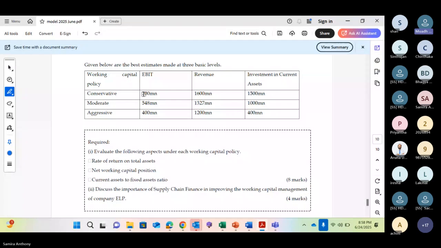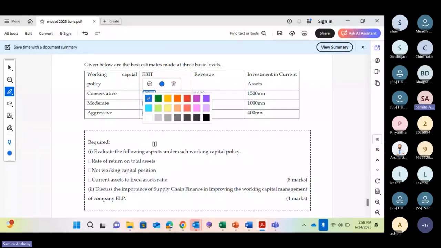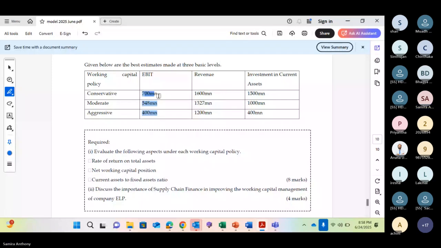Yes, sir. In this case, we have to take the average... no, not everything. Take the 3 numbers separately and divide by total assets. These are 3 situations, right? In each situation, you have to calculate separately. Is that clear? Okay, sir. Take the total assets and divide in each situation separately.